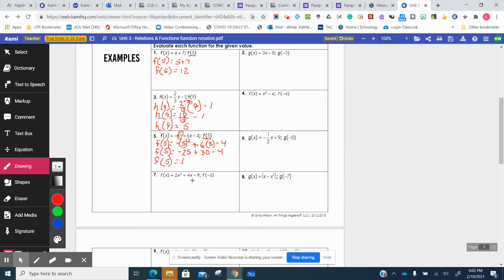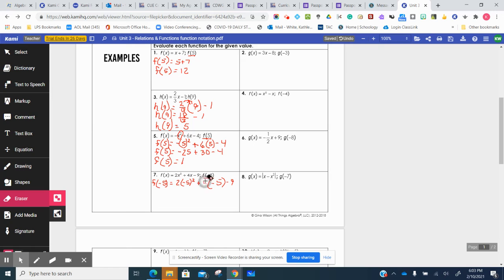Number 7, let's try it. Let's say -5, right? So we have f of -5 is equal to, I hate when the equal sign smushes, is equal to 2 times -5 squared. Remember, that's the part that's squared, right? The -5 is the part that is squared. So -5 squared plus 4 times -5 minus 9.